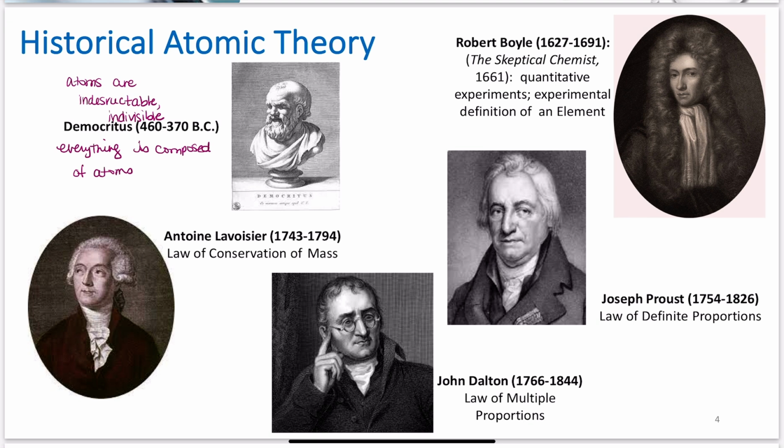Next up, we have Antoine Lavoisier. He was the first one to realize that mass is conserved in a chemical reaction. What this means is that the total mass of the reactants equals the total mass of the products. He did this through combustion reactions. A combustion reaction is where you burn something in the presence of oxygen and you produce CO2 and water.